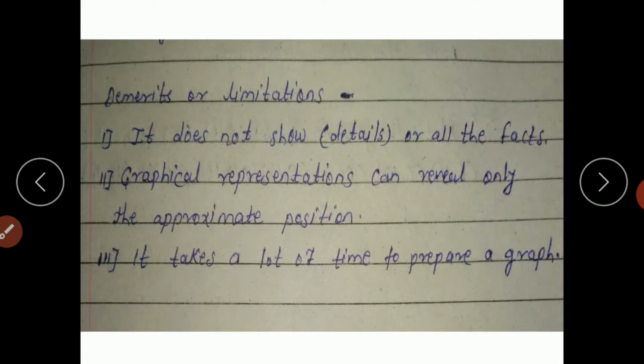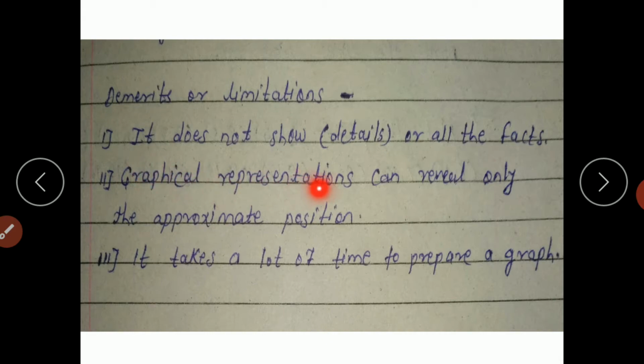Now let's have a look at the demerits or limitations of graphic representation. It does not show all the facts. When we draw our graph, it only has two axes, the x and y axis. We can use only these two to represent our information, so all the details of the grouped data information we cannot put into that graphic representation. This is a limitation or demerit of this representation.